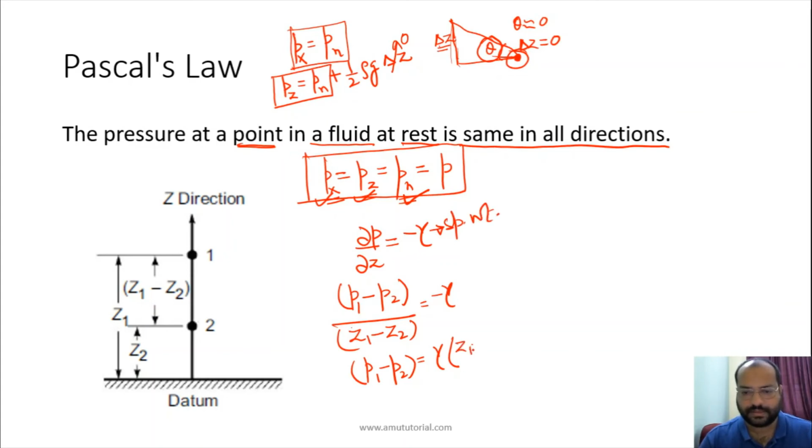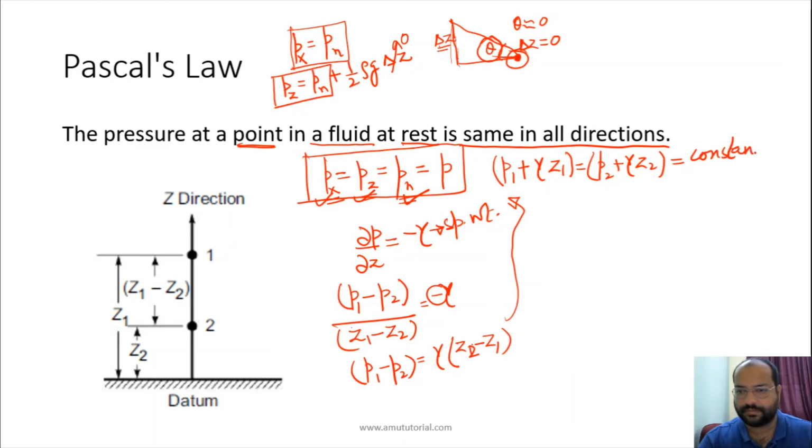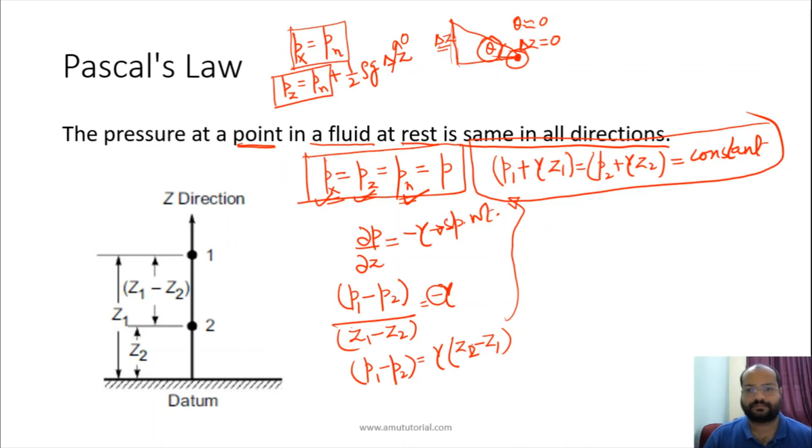So z1 minus z2, or you can say z2 minus z1, because of the minus sign, so multiply this minus here, it will give you z2 minus z1, and we get p1 plus gamma z1 equals p2 plus gamma z2, which will be equal to some constant. This is the conclusion of Pascal.